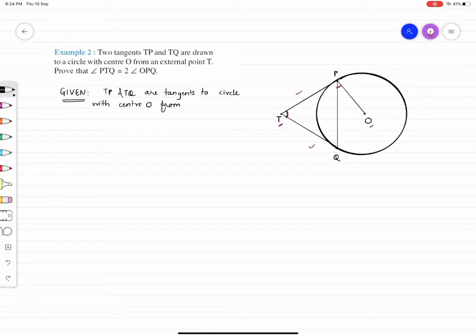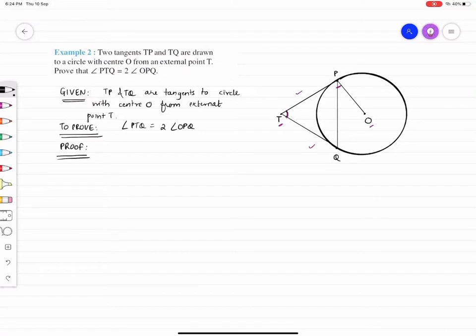So TP and TQ are tangents to the circle with center O from external point T, and we have to prove that PTQ is twice of OPQ. So how are we going to prove this?